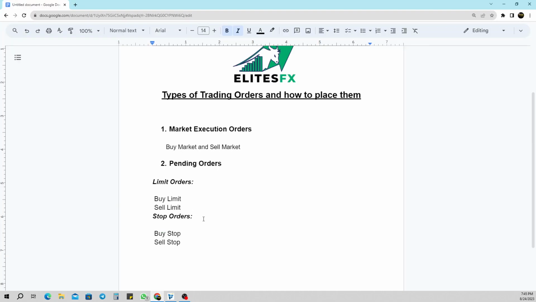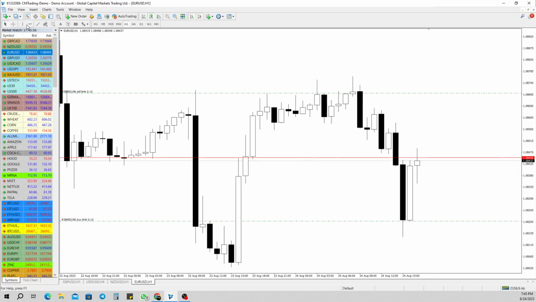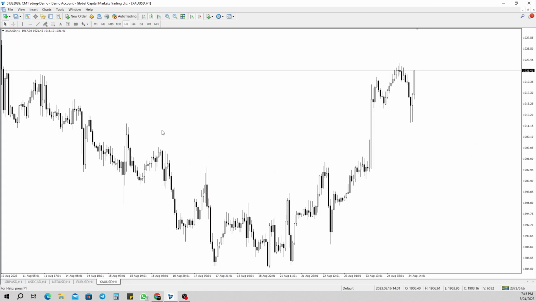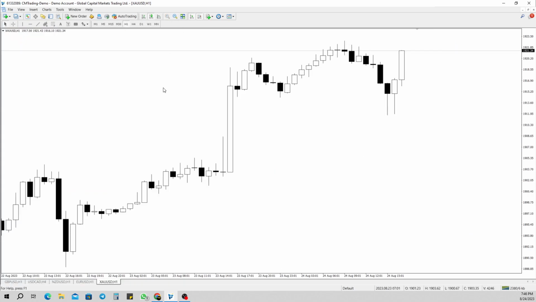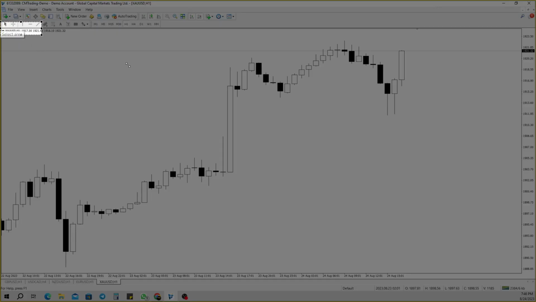Now the second type is stop orders. So now let's talk about those stop orders. First of all, I'm going to use a clear chart. Okay, right here. Stop orders are also pending orders.